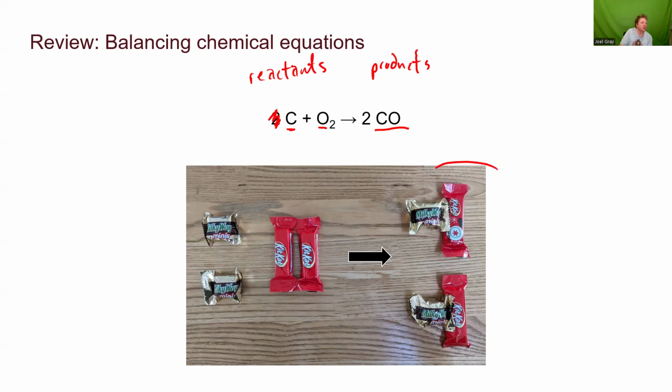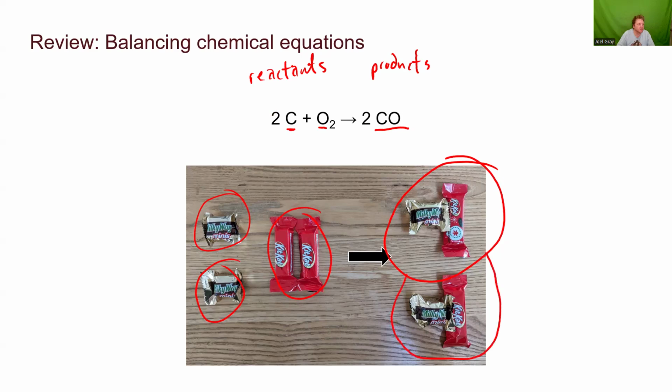So that CO is a lot like this right here. You've got a Milky Way and a Kit Kat coming together to make one molecule. On your reactant side, you've got two independent carbons reacting with O2 to form those two CO molecules. The only way that you get this to work is by throwing that 2 coefficient in front of the carbon. So this is a nice model for balancing chemical reactions. But as you can imagine, there's a little bit more to it, and it might get a little bit complicated.